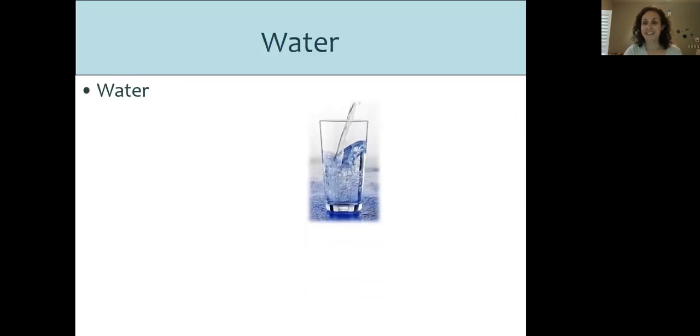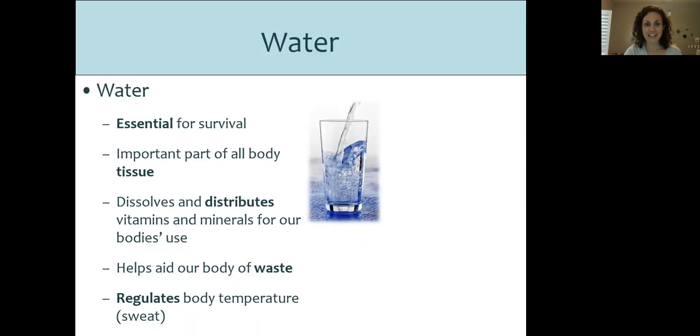Water. Water is essential to life, right? And survival. It's an important part of all our body tissue. We are made up a lot of water. It helps to dissolve and distribute these vitamins and minerals so that our body can actually use them. And it helps aid our body of waste. So, when you're not hydrated, things don't flow as well. All of that, just the ease at which our body functions really comes from water.